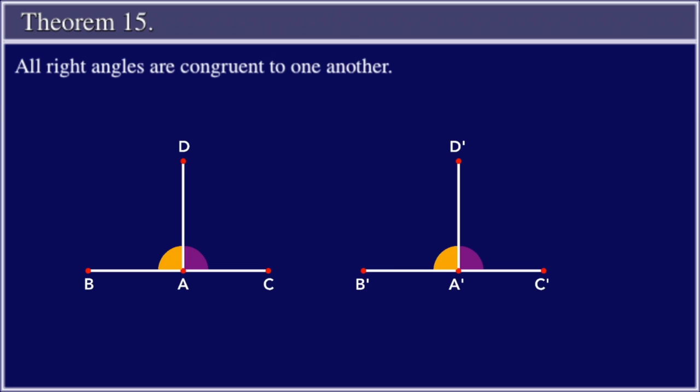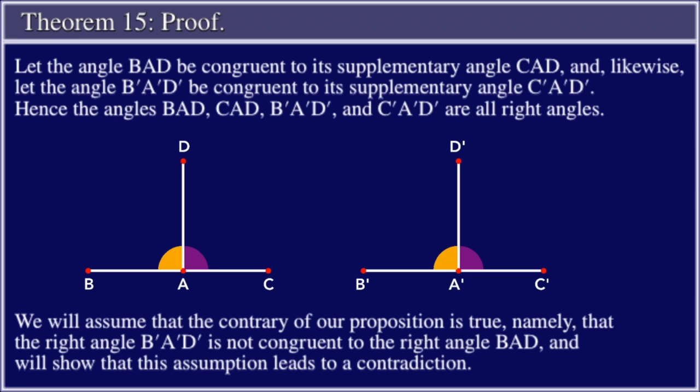Theorem 15. All right angles are congruent to one another. Proof. Let the angle BAD be congruent to the supplementary angle CAD, and likewise let the angle B'A'D' be congruent to its supplementary angle C'A'D'. Hence the angles BAD, CAD, B'A'D', and C'A'D' are all right angles. We will assume that the contrary of our proposition is true, namely that the right angle B'A'D' is not congruent to the right angle BAD, and will show that this assumption leads to a contradiction.